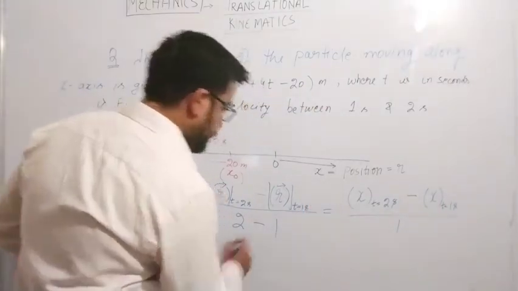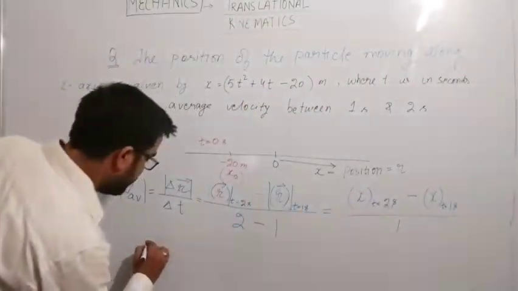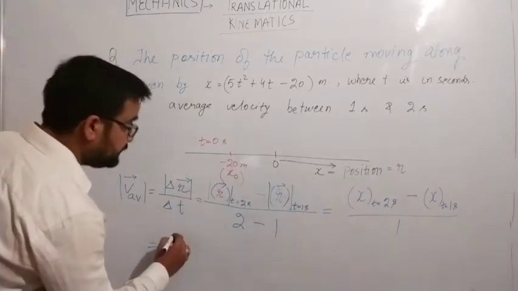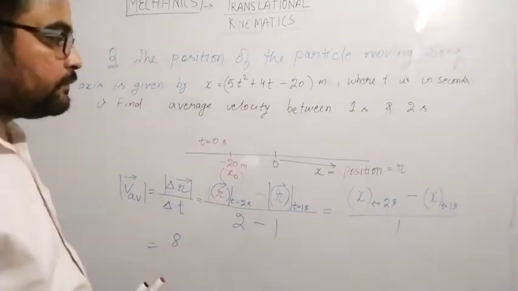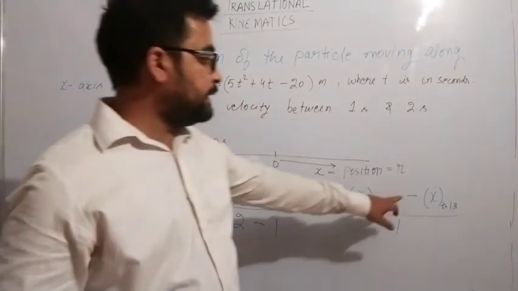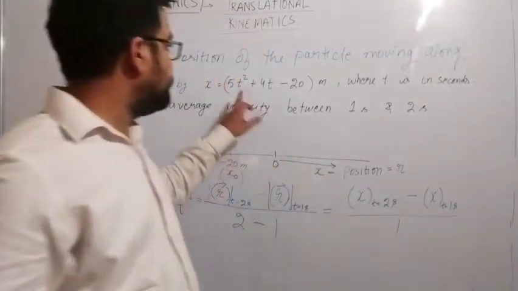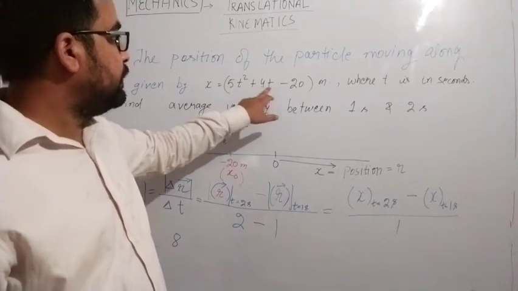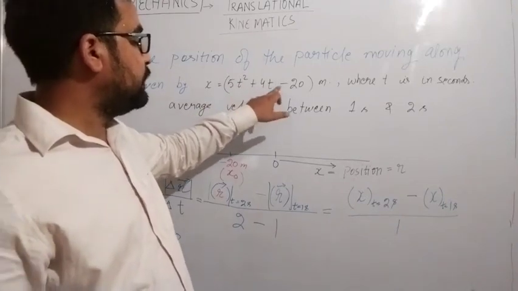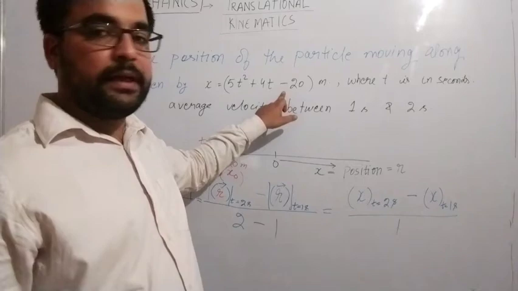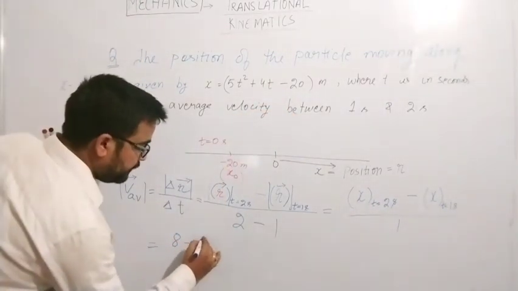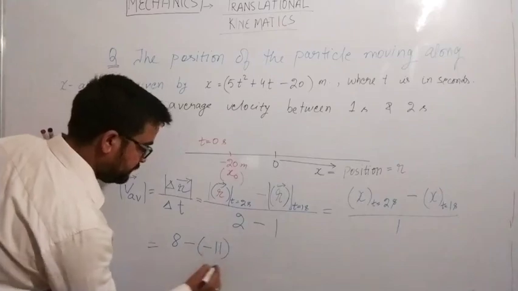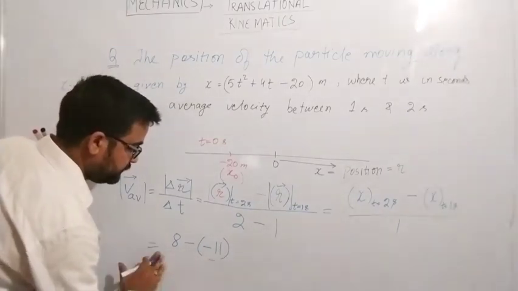So x at t is equal to 2 seconds is 8, right? And minus x at t is equal to 1 second. Put t is equal to 1. That is 5 plus 4, that is 9. 9 minus 20, that will be minus 11. So minus 11 upon 1. That is 10.